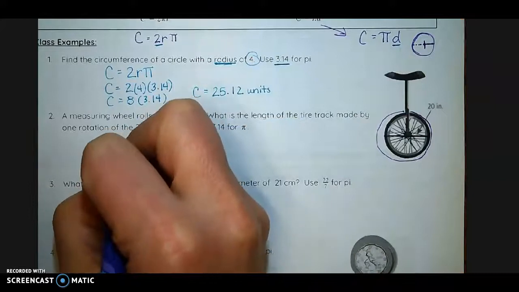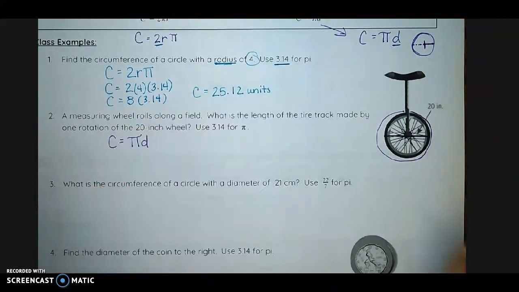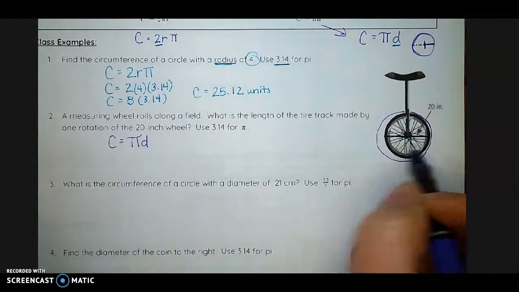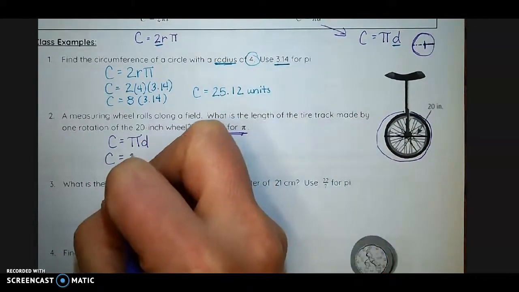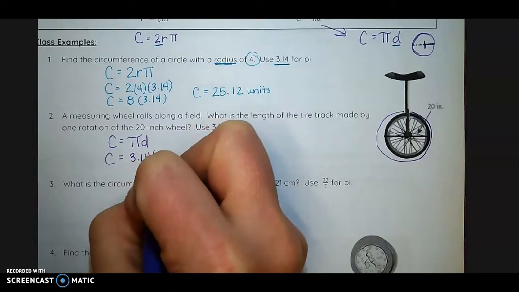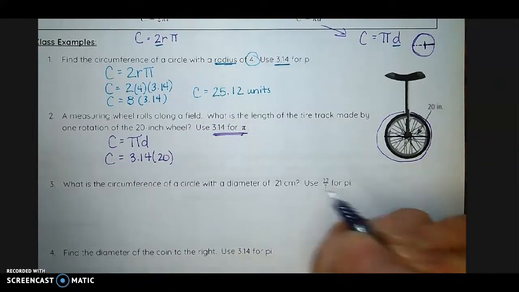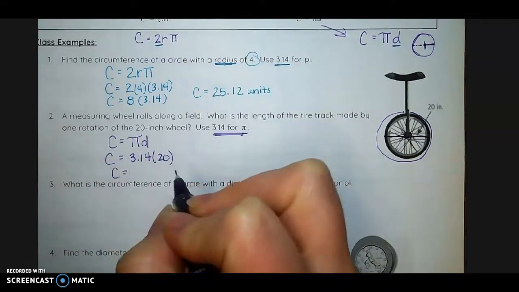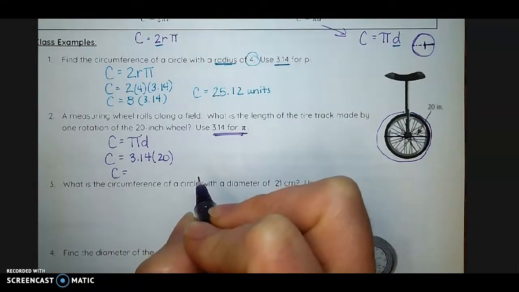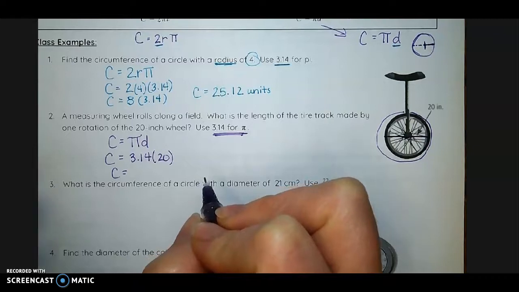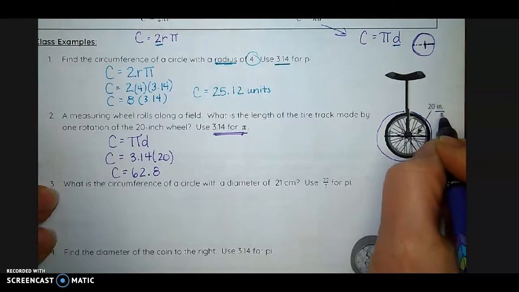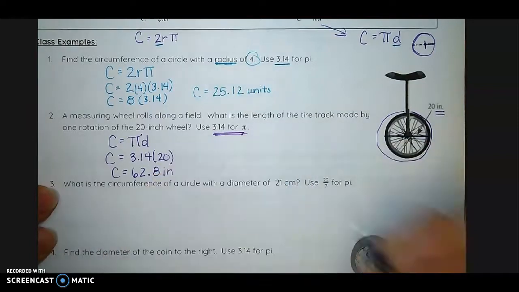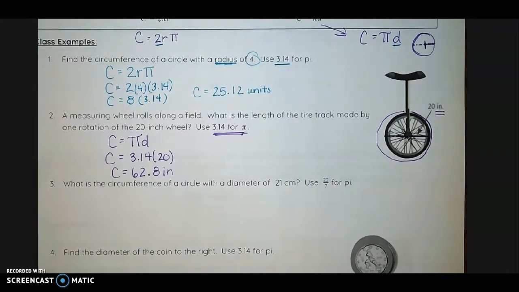So we want circumference equals pi times diameter. Well, my diameter just told me is 20, and it told me to use 3.14 for pi. So 3.14 times 20. So I'm going to get a circumference of 62.8, and since it told me inches, I can put my label in. So the circumference of that wheel is 62.8 inches.